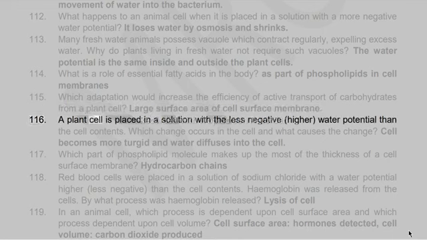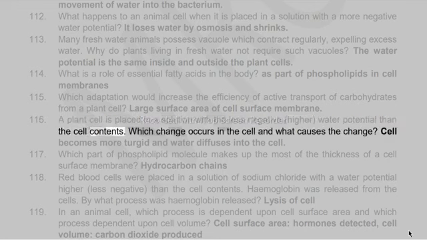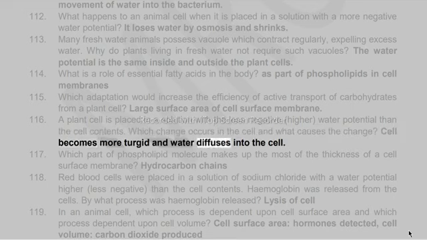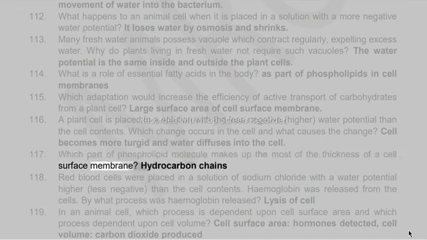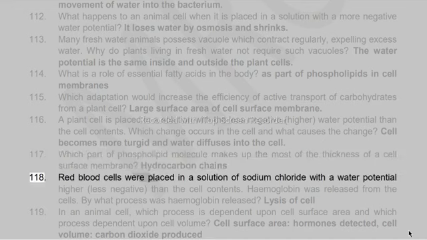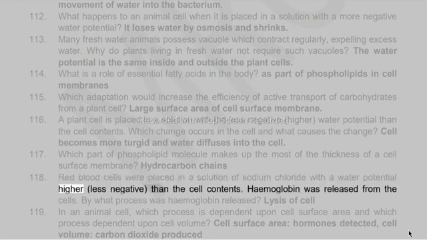116. A plant cell is placed in a solution with a less negative, higher, water potential than the cell contents. Which change occurs in the cell and what causes the change? Cell becomes more turgid and water diffuses into the cell. 117. Which part of phospholipid molecule makes up most of the thickness of a cell surface membrane? Hydrocarbon chains.